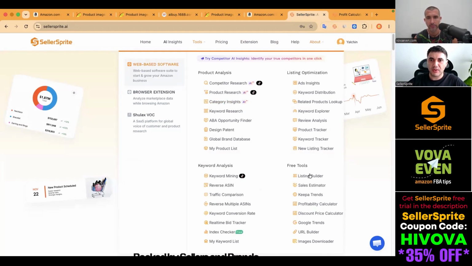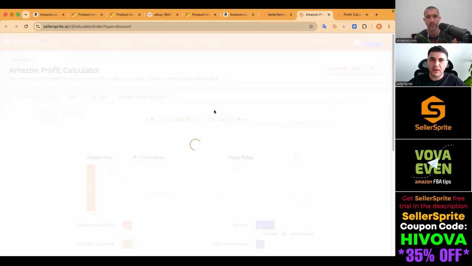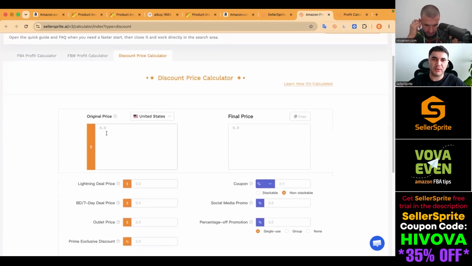Okay, guys, let's go to the discount price calculator. Here we have, it's very basic. Actually, it can help you. If you are good at math, maybe you don't need it, but if you want to use it, you can use it from here.